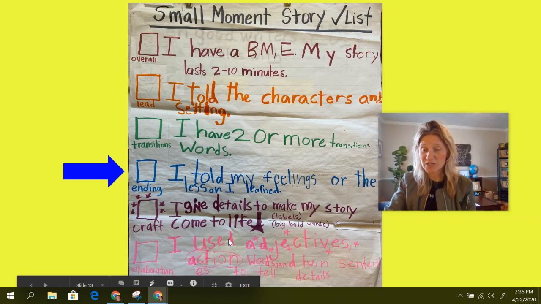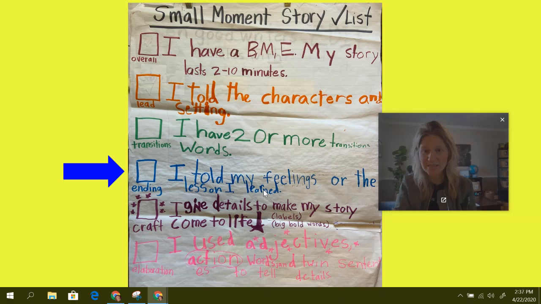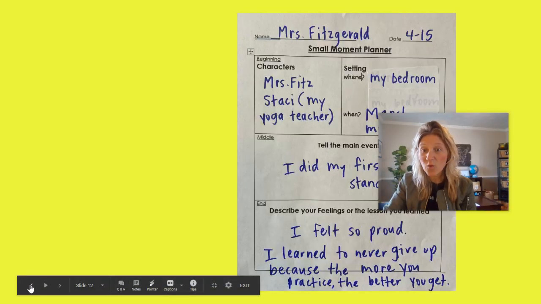So we are almost finished with our story, and this is very exciting. We have our beginning, we have our middle, and today we're working on the ending. The ending or the conclusion tells your feelings or the lesson I learned. And this is going to be really great because we have already done this work.